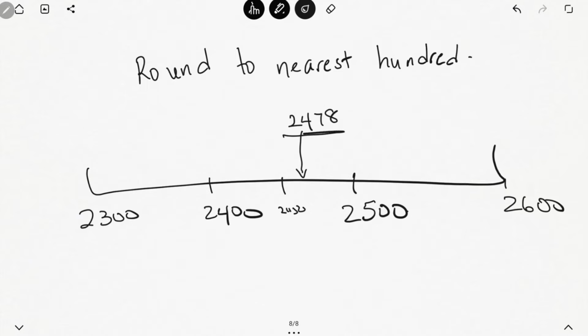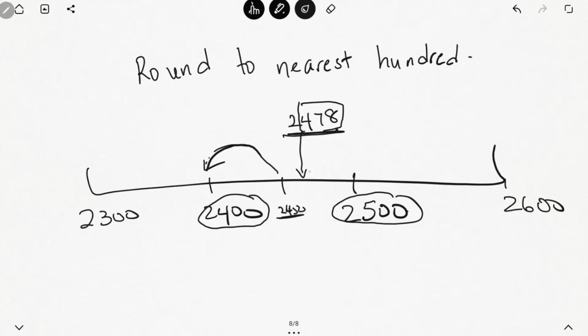All right, we know the number is 2478. If we look at the last three digits from the hundreds digit, we know that 2478 is between 2400 and 2500. Which number is it closer to? Well, we could look and we see 2450 is the center point. Anything that's below 2450 would be rounded down to 2400. Anything that's 2450 and above would be rounded up to 2500.